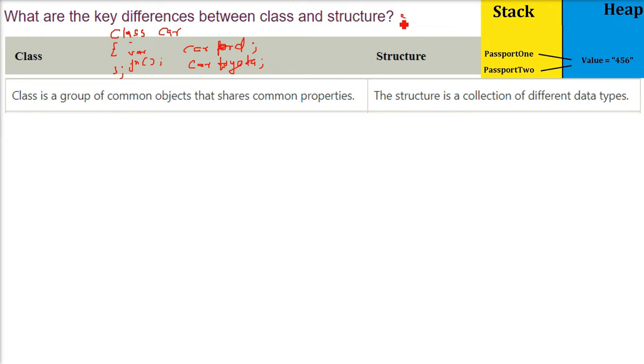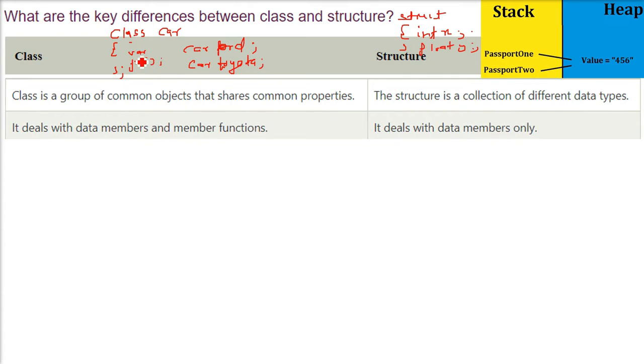The structure is just a collection of different data types. It has no functions. We have int, float, double, like this you give in a structure. So in order to make, say, an employee, you make a structure with name, age, like that. So a structure is just a collection of different data types. Class deals with data members and member functions. So in a class you will have data, and also the functions operating on those variables. But in a structure we will only have data members, no functions.